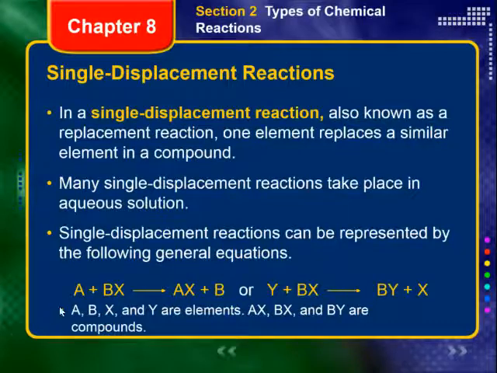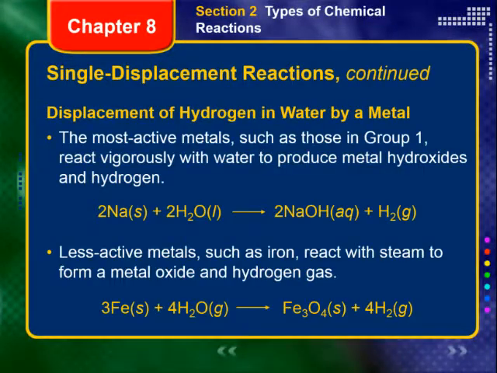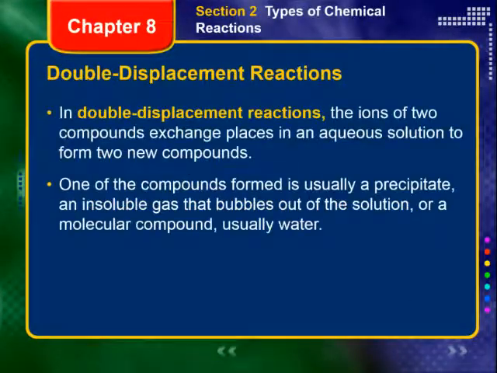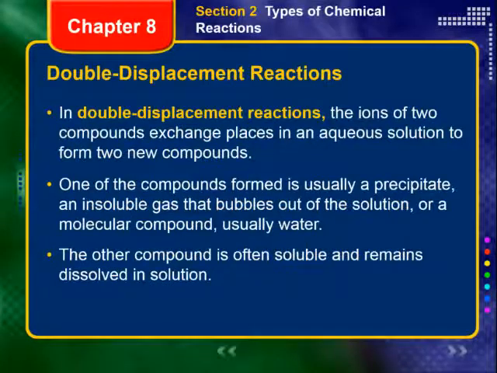But the overall form that we're looking at here is a monatomic and a binary reacting to form a monatomic and a binary. Let's remember that. Monatomic, binary, monatomic, binary. And so when we go to our double displacement here, the ions of two compounds.